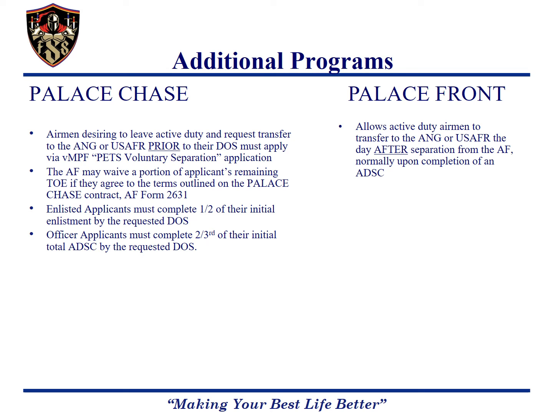Enlisted applicants must complete one half of their initial enlistment by the requested DOS. Officer applicants must complete 2/3 of their initial total ADSC by the requested DOS. Palace Front. Palace Front allows active duty airmen to transfer to the Air National Guard or United States Air Force Reserve the day after separation from the Air Force, normally upon completion of an ADSC.